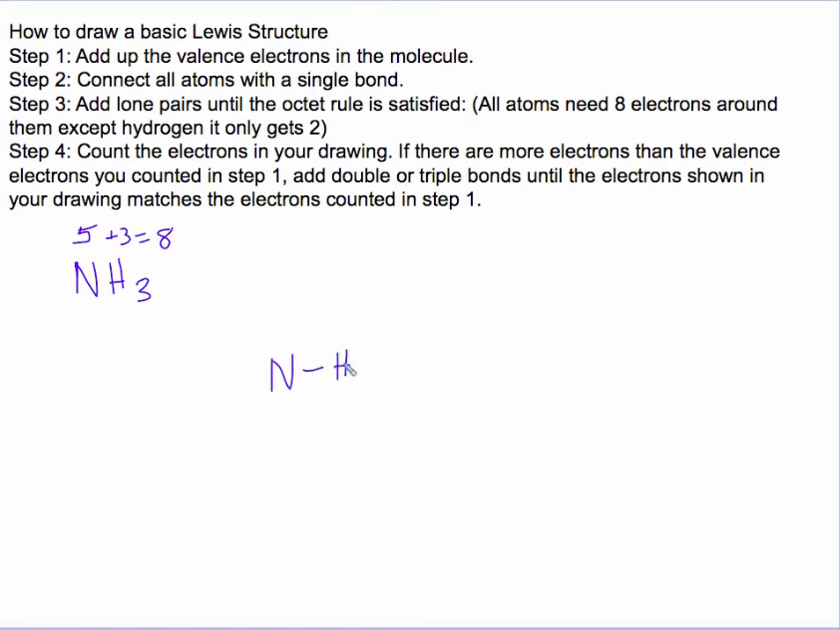Hydrogen always goes on the end, so we're going to put nitrogen in the middle and surround it with 3 hydrogens. Then we're going to add lone pairs until everything has the octet rule satisfied. Remember, hydrogen's octet rule is satisfied when it makes a single bond. But nitrogen needs 8, and it has 2, 4, 6, so we have to add a lone pair. Then we count to make sure that it matches the number we came up with in step 1. So let's count: 2, 4, 6, 8. That matches, so this one's okay.